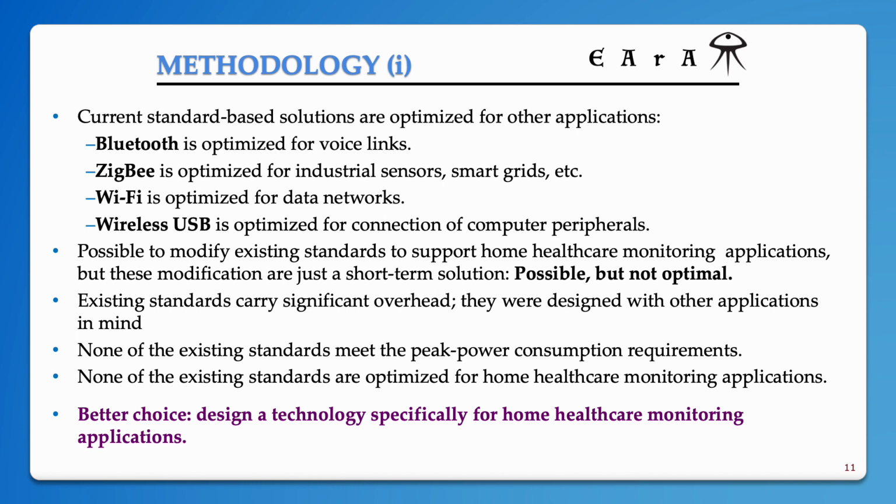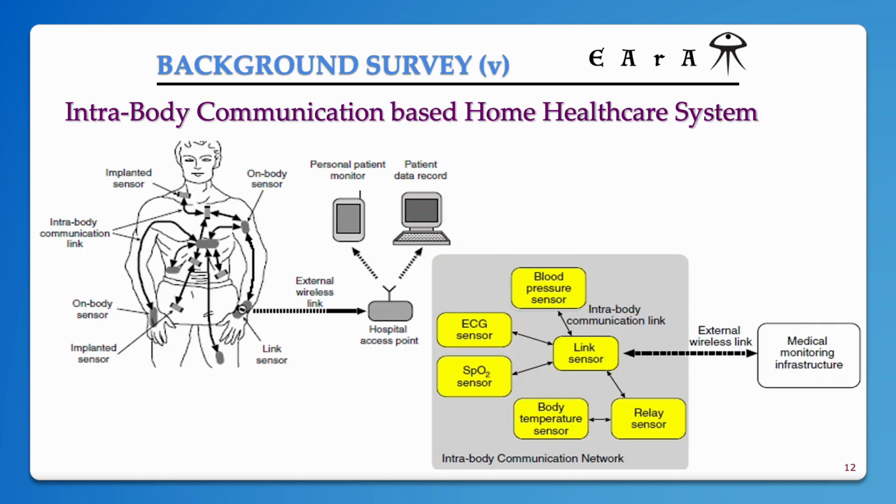This is what we are focusing on, the IBC, which is called intra-body communication. So the intra-body communication based home healthcare system, if you look at this figure, uses a network of sensors on the body. Remember, it's on the body, and it's wirelessly connected to a link sensor in the middle. From that link sensor, it can transmit wirelessly, airborne, to the hospital access point, patient monitoring, or patient data record.